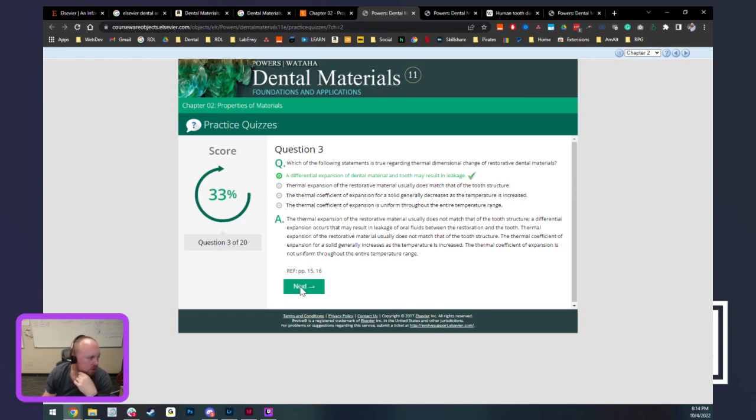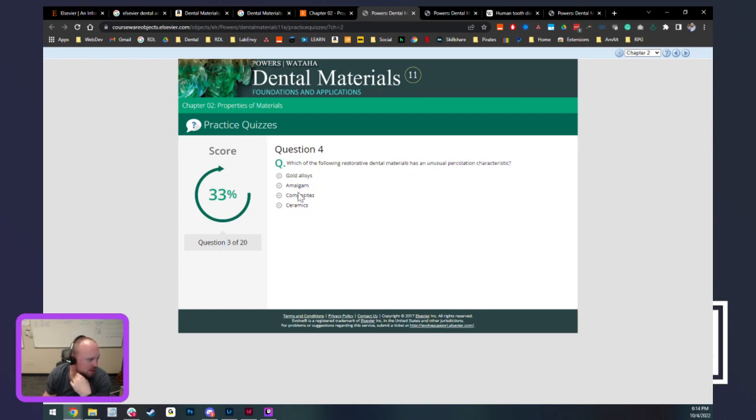All right. Which of the following restorative dental materials has unusual percolation characteristics?